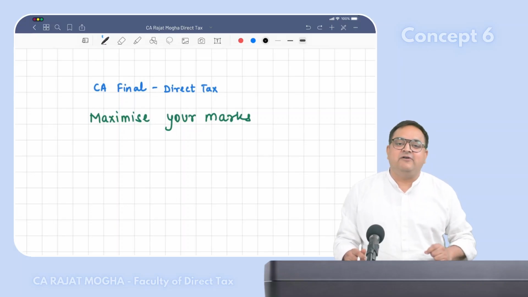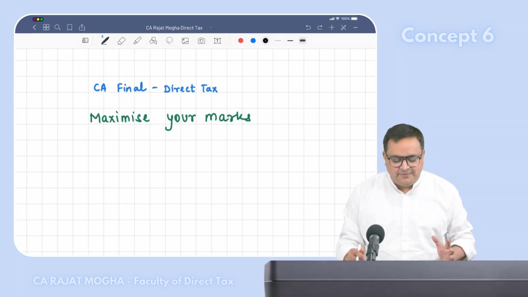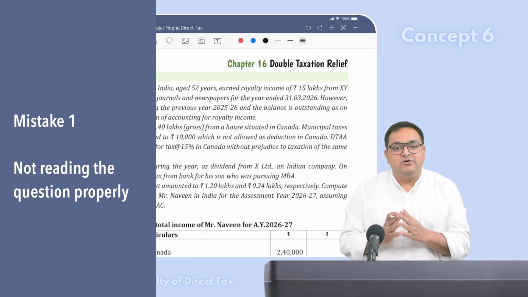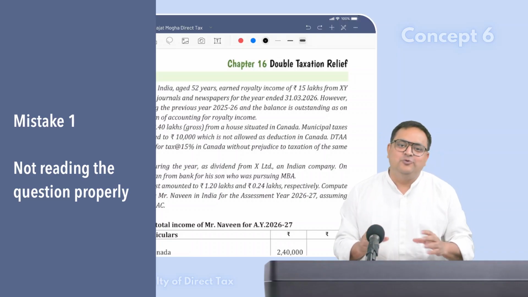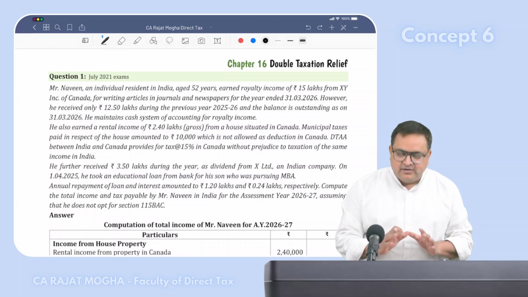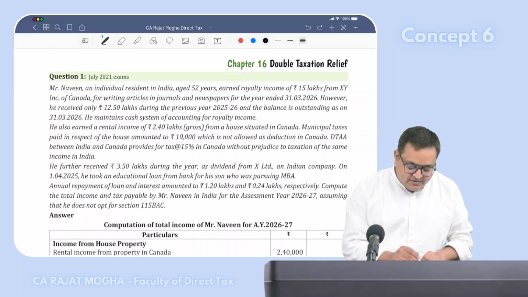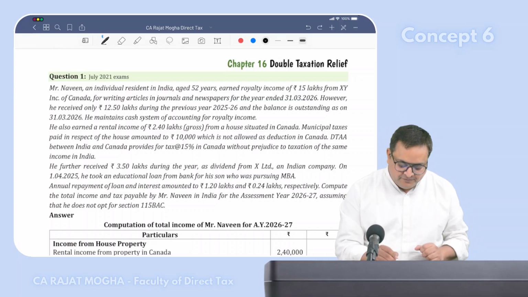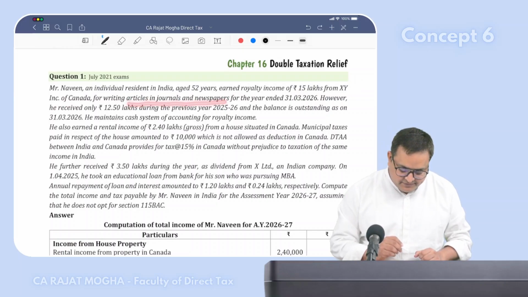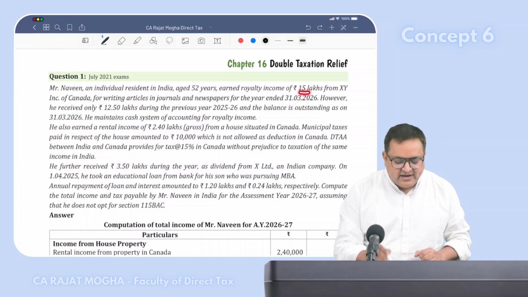What are the common mistakes which I have seen from my experience that people are making, and unnecessarily they are losing their marks. See, the first mistake is that people don't read the question carefully and unnecessarily they lose their marks. If I give you the example of the July 2021 paper, the question reads as follows. Naveen is an individual resident in India, age 52 years, normal, earned royalty of 15 lakh rupees from XY Inc. Canada for writing articles in journals and newspaper for the year ended this. So 15 lakh he received.